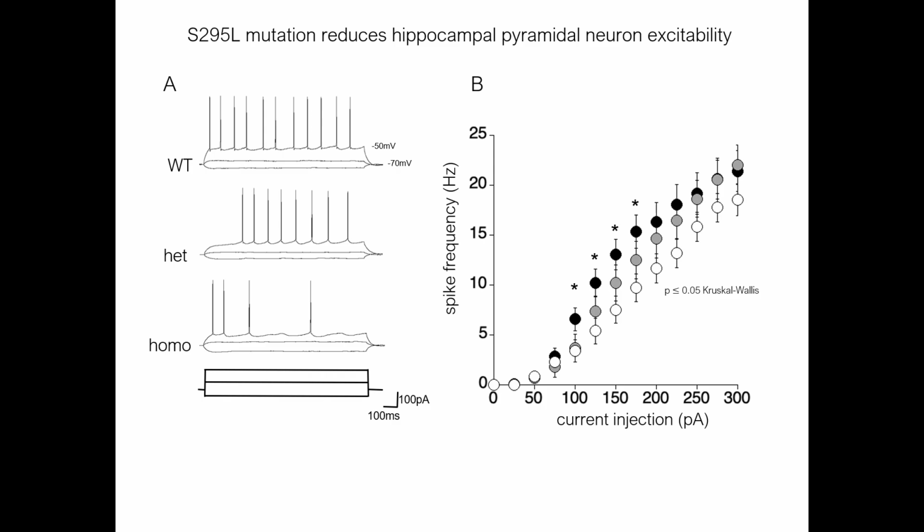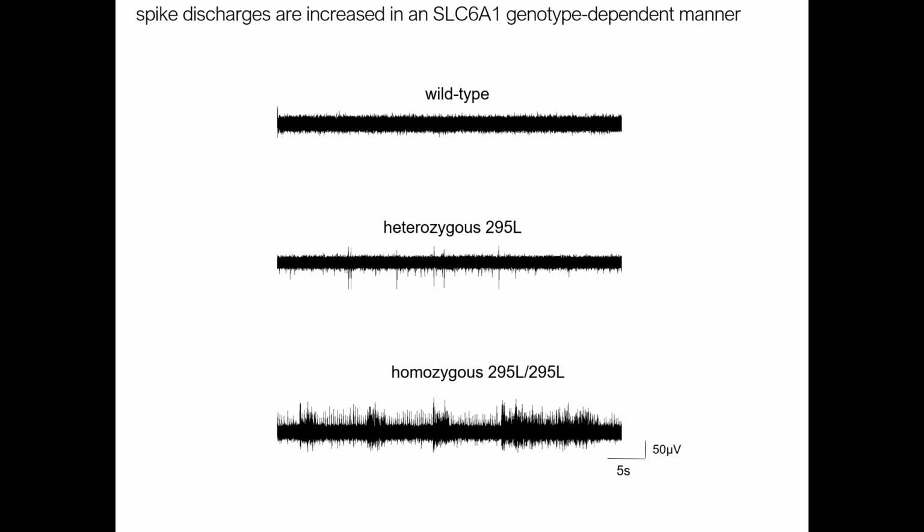And this is going to have a lot of consequences for long-range signaling and synaptic transmission when neurons are communicating with each other, and neuroplasticity as well will be affected. You've seen other experiments that show that in the heterozygous and homozygous animals, there's an increase in spontaneous spiking. Spike discharges are seen, and they're much more prevalent in the homozygous mutant animals.